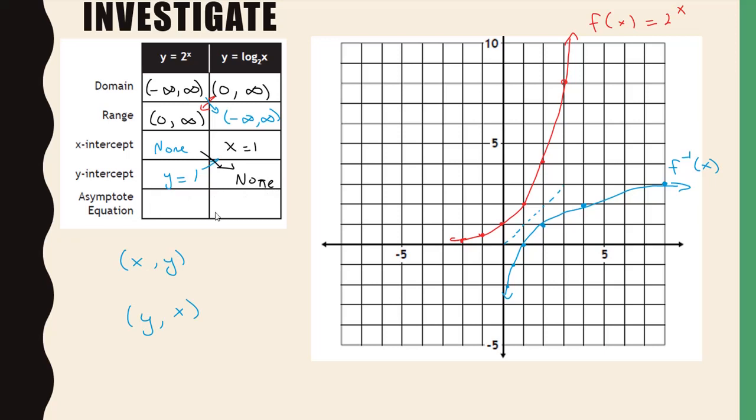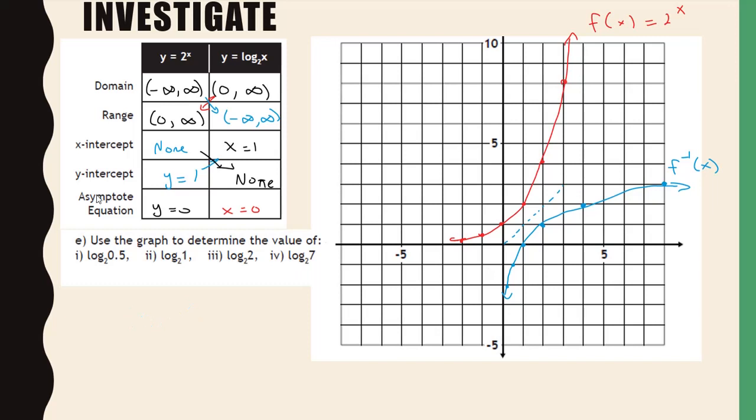Finally, our asymptote. So in our exponential graph, we have an asymptote at y equals 0. And based on this information right here that we're taking this inverse, without even looking at the graph, you can pretty much guess that it's now going to be x equals 0. And sure enough, we look at our graph, and we have an asymptote at x equals 0.